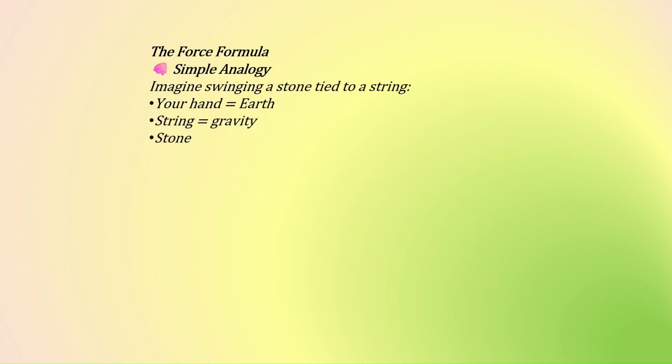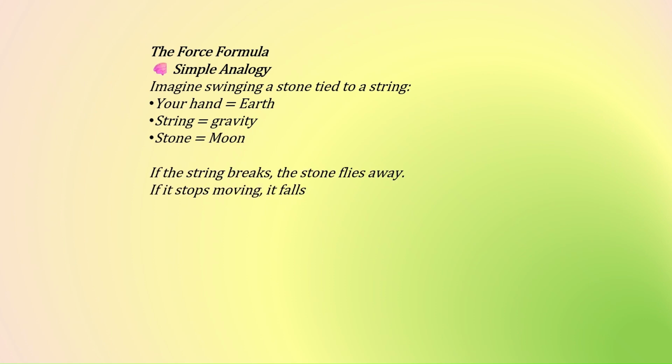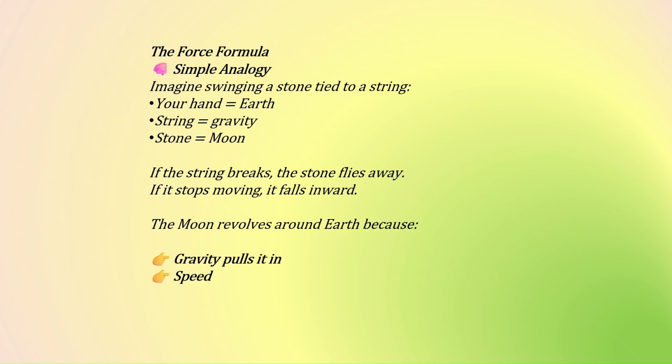To understand this better, let's look at a simple analogy. Imagine swinging a stone tied to a string. Your hand represents the Earth. The string is gravity. And the stone is the moon. As you swing it, the string pulls the stone inward, while its motion keeps it moving around. If the string breaks, the stone flies away into space. And if it stops moving, it falls straight inward.